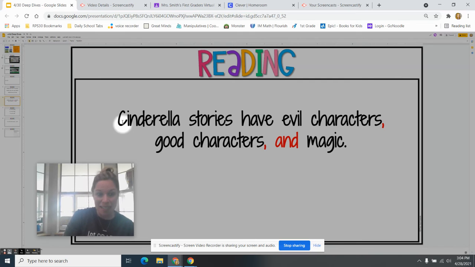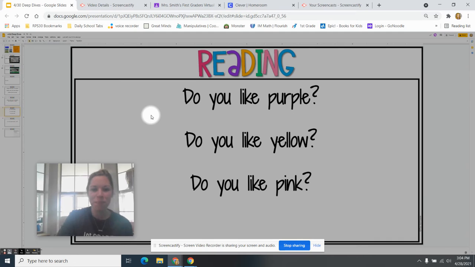Now I put it together and it says, Cinderella stories have evil characters, comma, good characters, comma, and magic. So there's that conjunction and that connects my sentences together, and there are my commas that help with my series, my list. I put one in between each of the things. So let's try one more before you do it on your own.